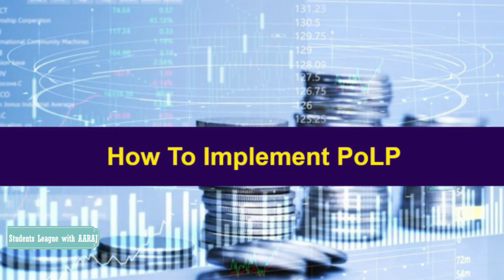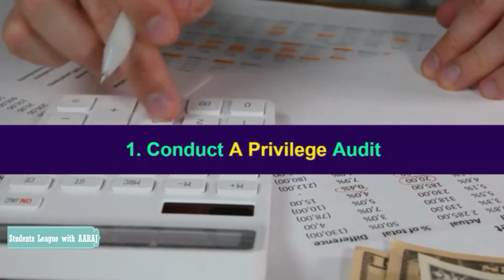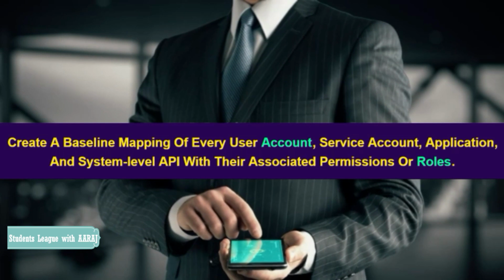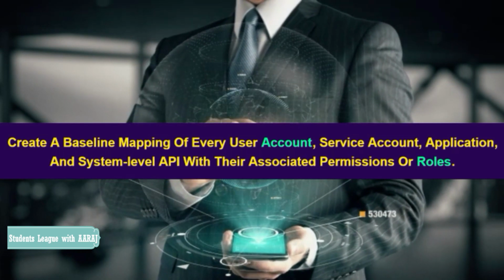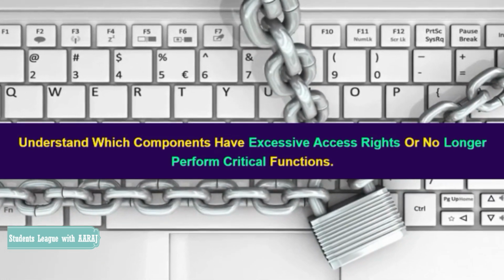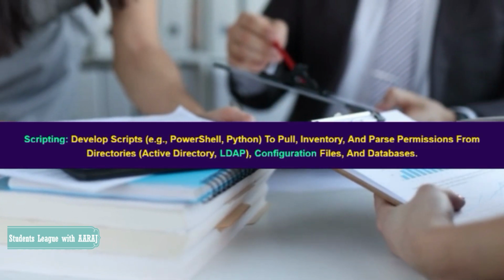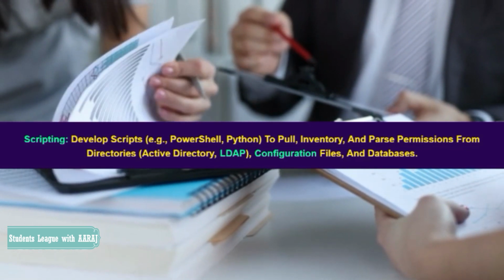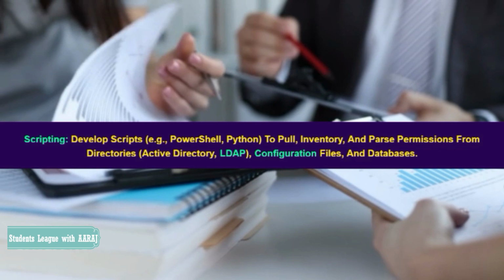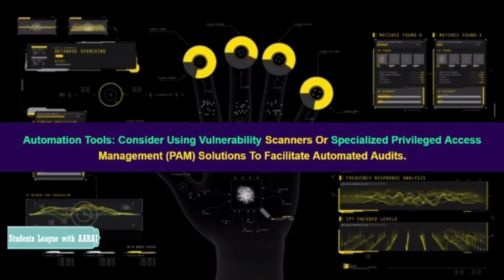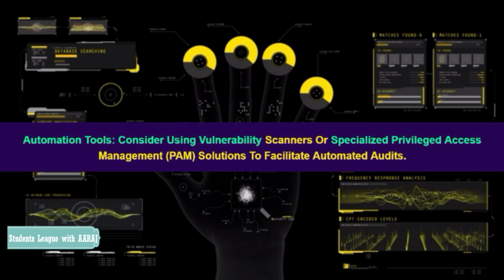How to implement POLP. 1. Conduct a privilege audit. Create a baseline mapping of every user account, service account, application, and system-level API with their associated permissions or roles. Understand which components have excessive access rights or no longer perform critical functions. Scripting. Develop scripts, e.g., PowerShell, Python, to pull, inventory, and parse permissions from directories, Active Directory, LDAP, configuration files, and databases. Automation tools. Consider using vulnerability scanners or specialized privileged access management (PAM) solutions to facilitate automated audits.